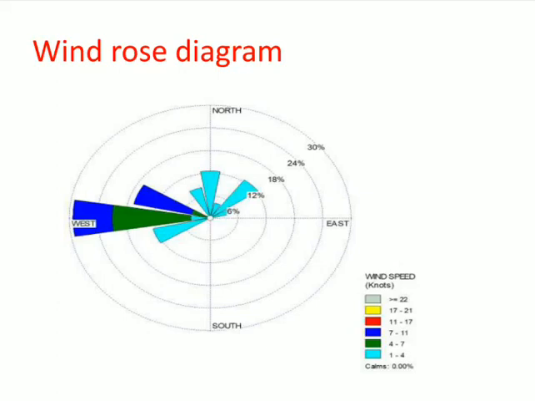In the west direction, with the speed of 7 to 11 knots, where 1 knot is equal to 1.85 kilometers per hour, the wind has flowed for the time period.